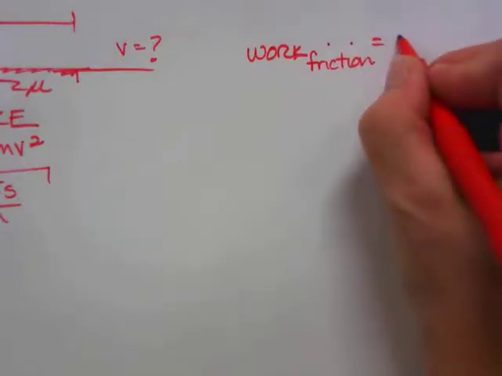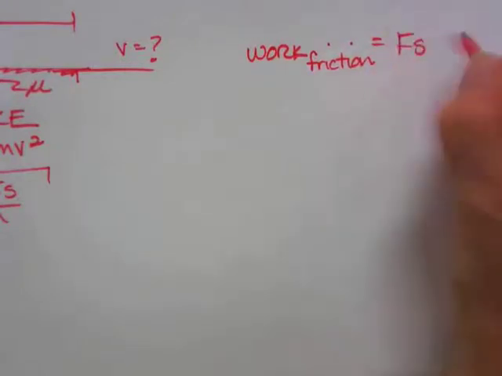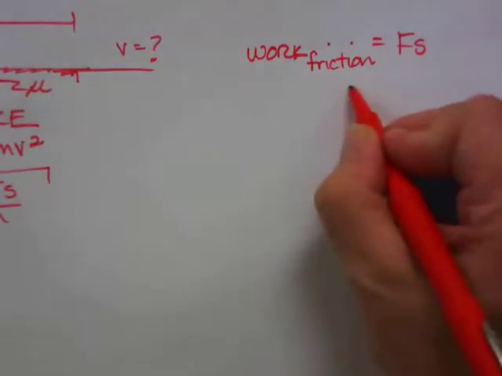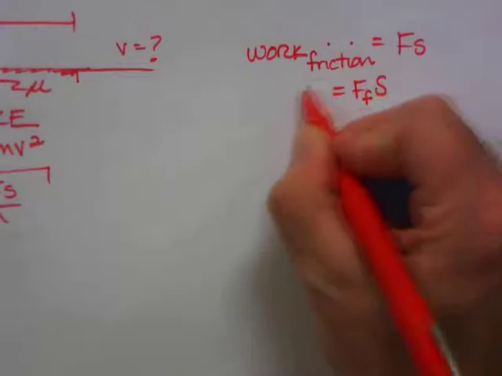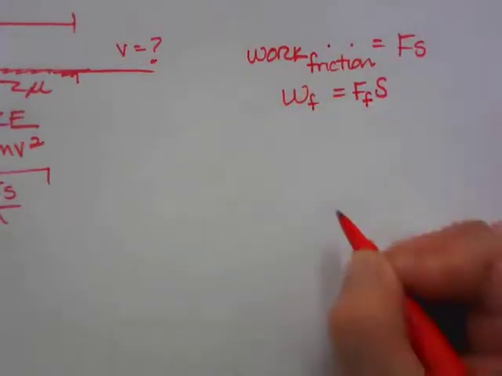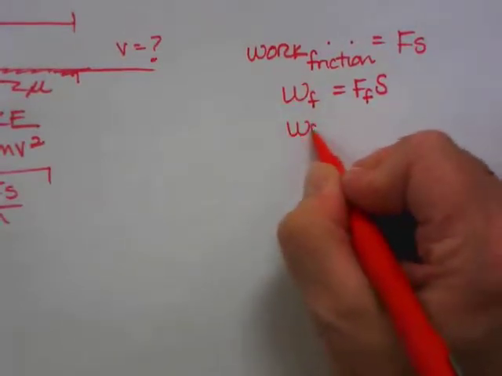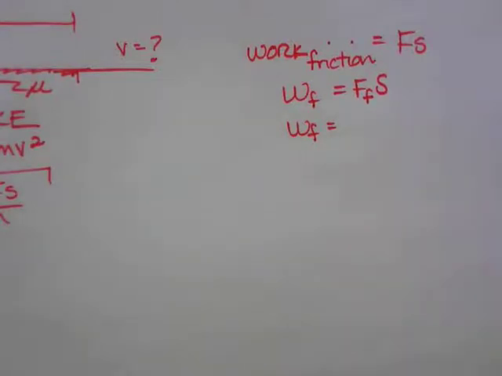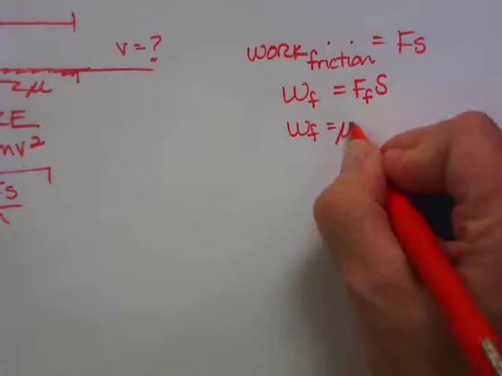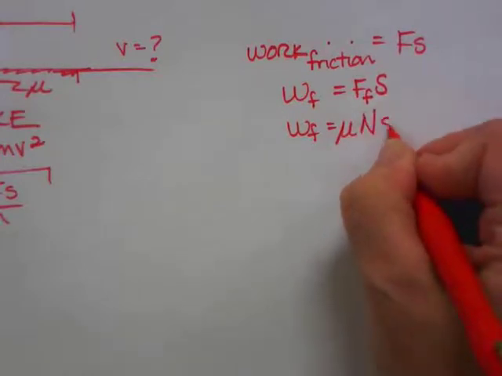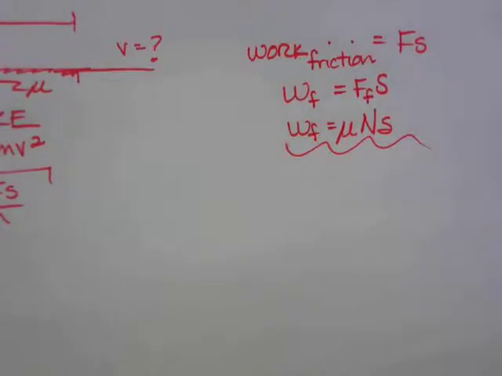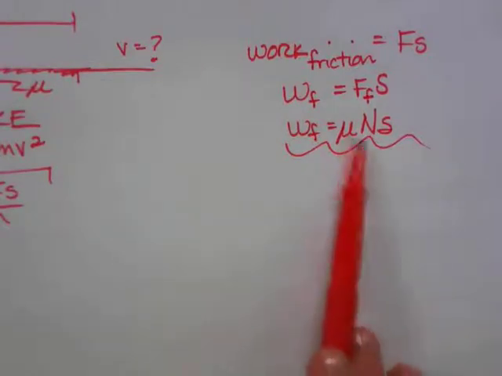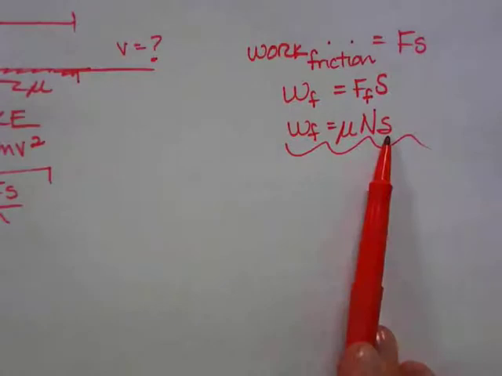Now, regular old work is force times distance. Work done by friction is going to be the force to overcome friction times distance. So work done by friction. Based on the equation that's on the board, the force to overcome friction is mu times the normal force times the distance. And yes, indeed, that's it. So it's really just our force to overcome friction equation with distance attached.